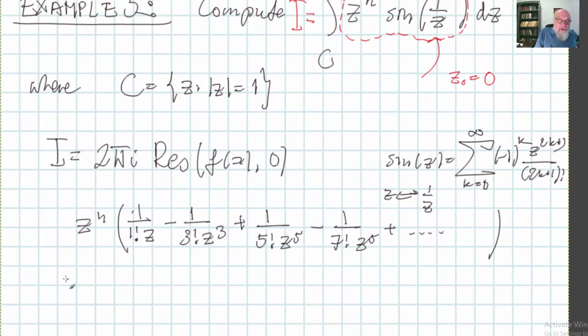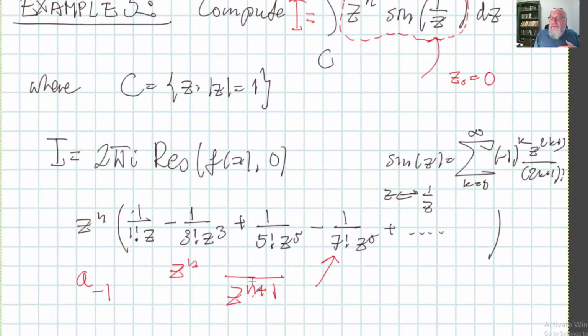So interesting. What do we need? We need to compute a_{-1}. So a_{-1} means that if this power is z^n, I need the power z^{-1}, and this has to be n+1.